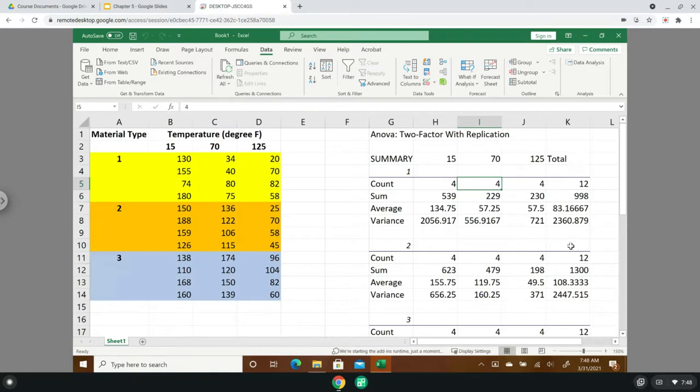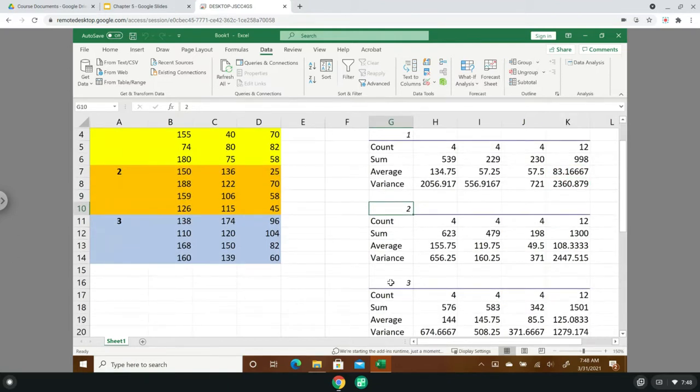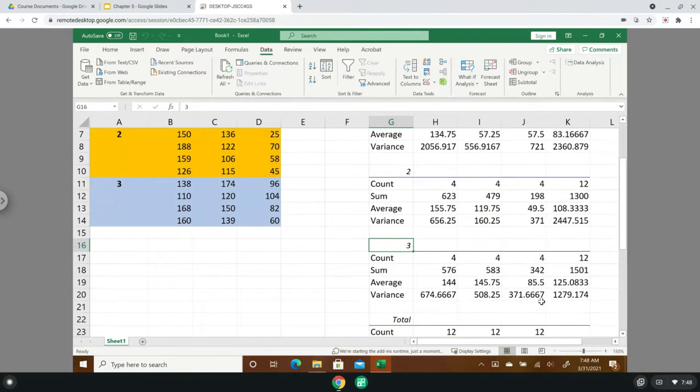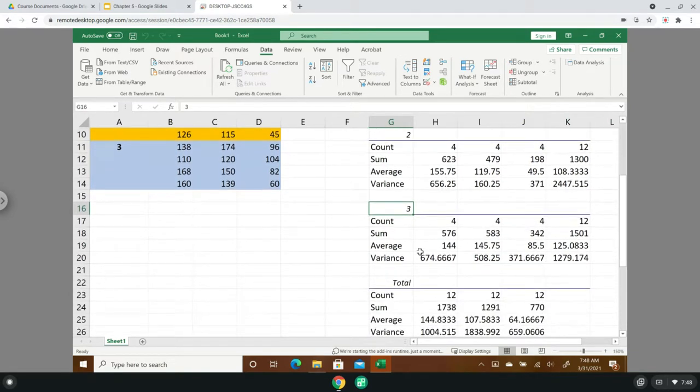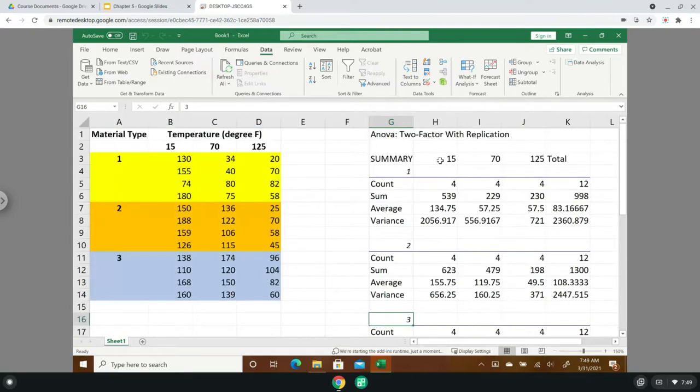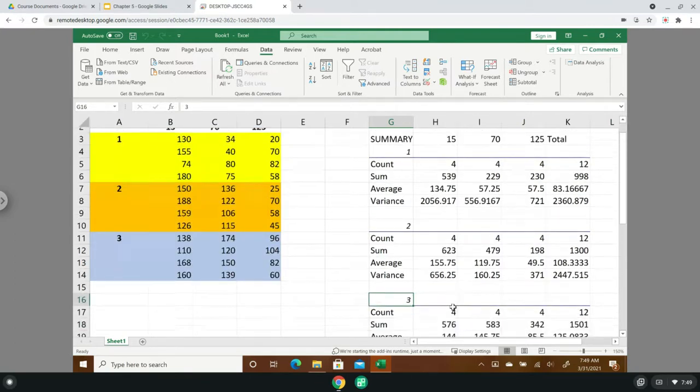And then we have the total. How many total experiments were performed for material type 1? It's 12. And then the sum of all those observations, their average and their variance. And then we have the same for material type 2 and material type 3. And finally you will see the total across each temperature.